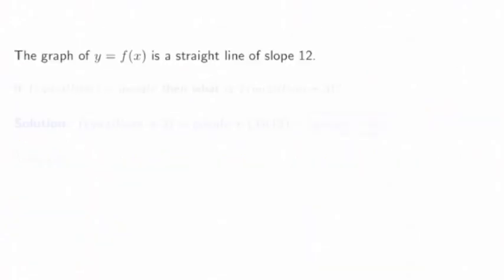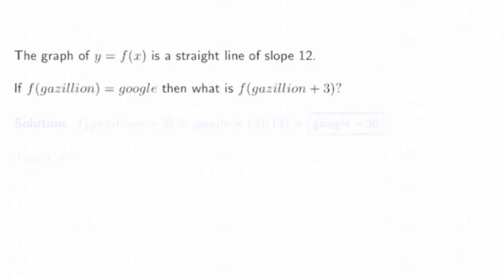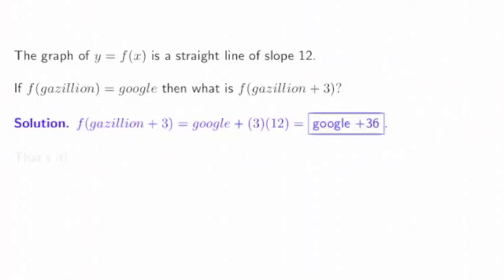Suppose the graph of a function is a straight line of slope 12, and someone told you that f of gazillion was Google, and then asked you for f of gazillion plus 3. Gazillion is not a real number. It's made up, but let's do this problem anyway. If f of gazillion is a Google, and then I move 3 to the right on a line of slope 12, I must rise by 36. So it must be at a Google plus 36. So there's the answer. That's it.